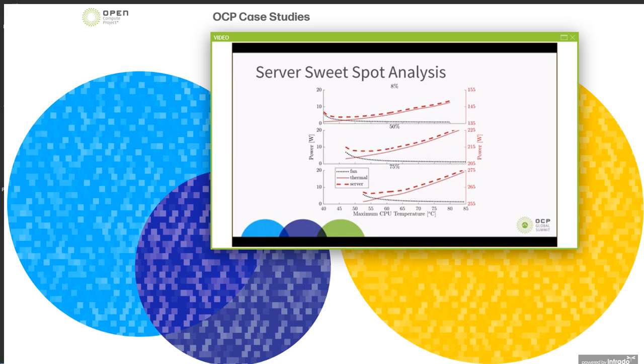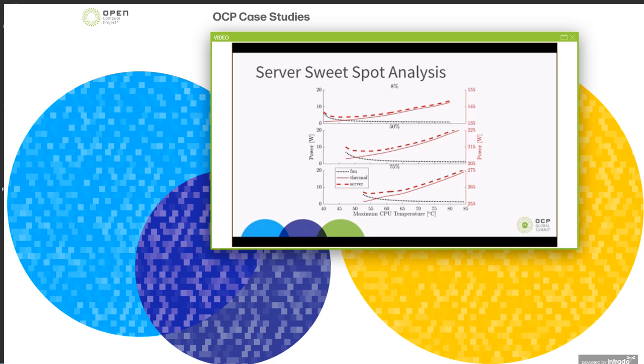The x-axis here shows the different range of CPU temperatures we ran at, and the y-axis depicts power. There are 3 graphs here. The graph at the top is the 8% workload case, the graph in the middle 50%, and at the bottom 75%. So the black line should be read on the left y-axis, and this is the server fan power, which we showed how we calculated earlier.